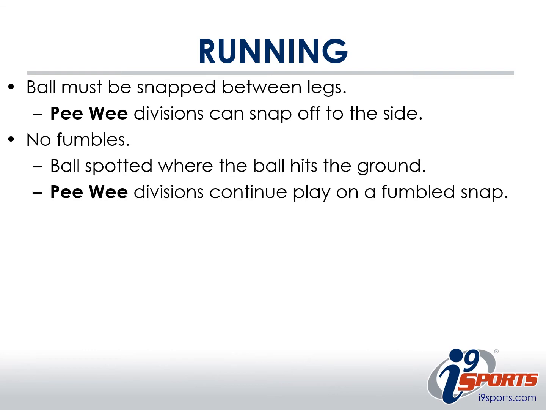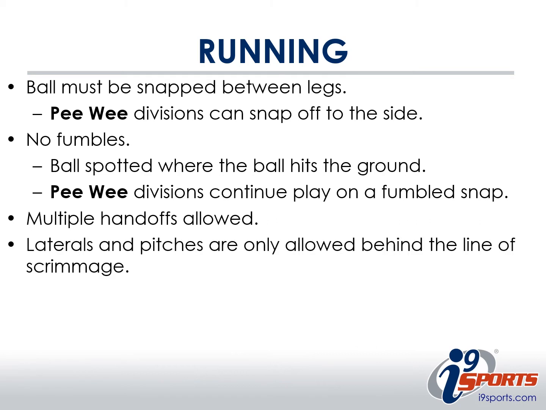There are no fumbles, meaning the defense cannot recover the ball and take possession if the offensive team fumbles the ball. The ball will just be spotted where it hits the ground on the fumble for that offensive team. Pee-wee divisions, the one difference, they can continue play on a fumbled snap.